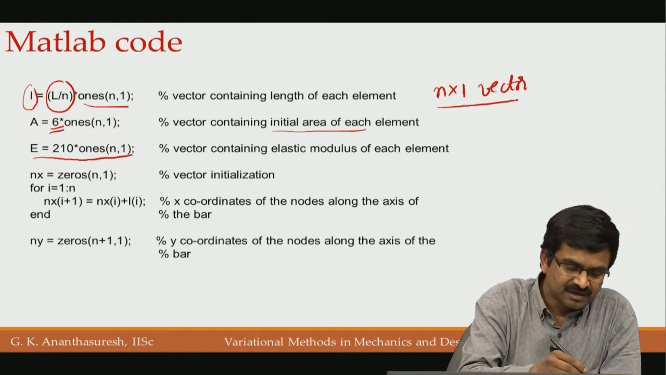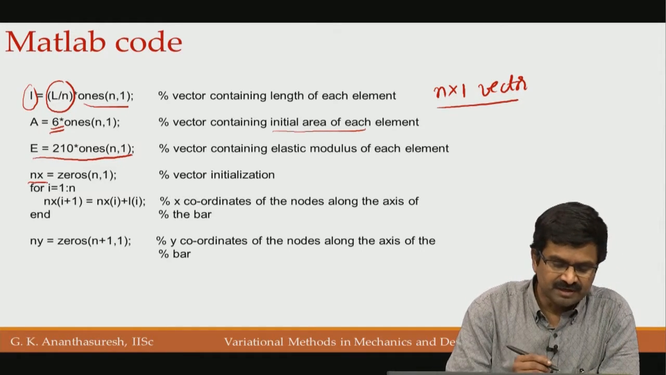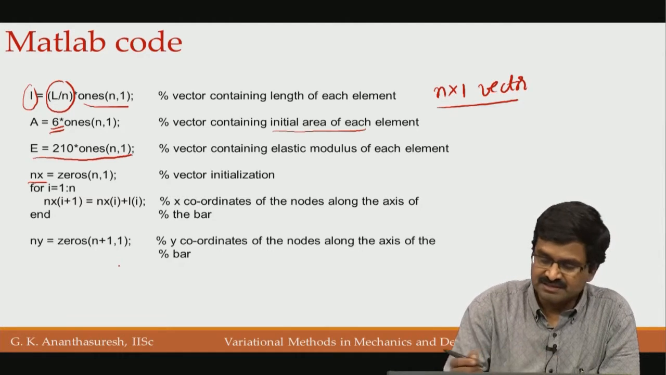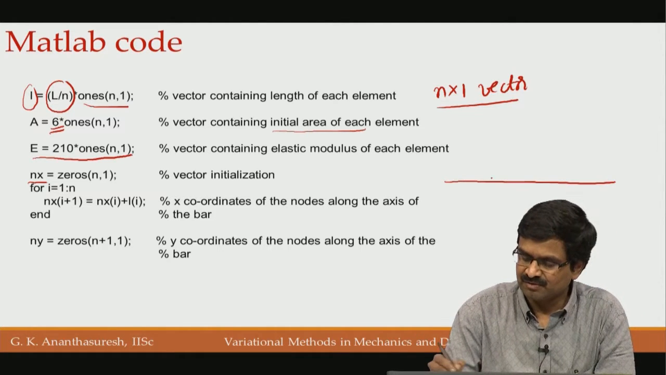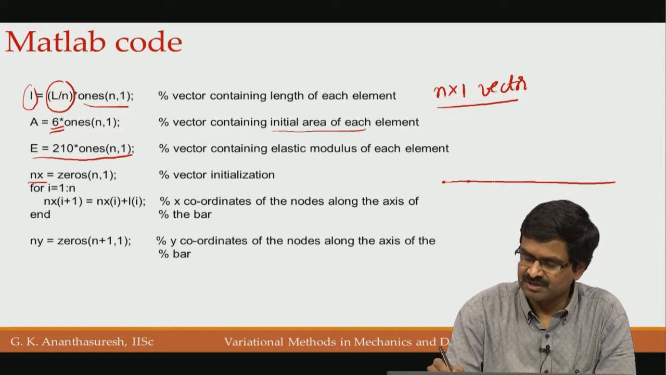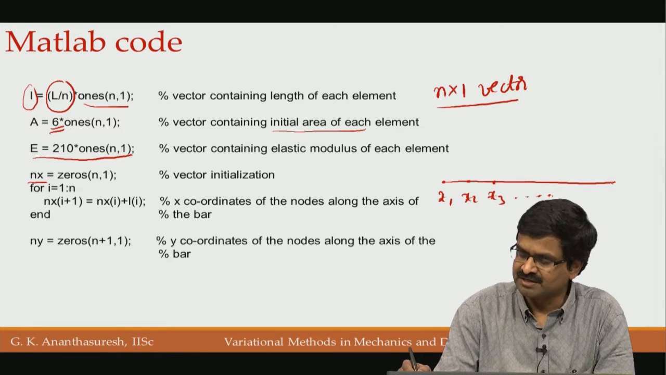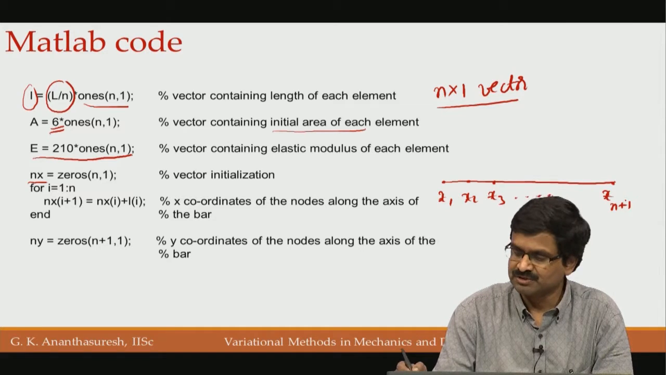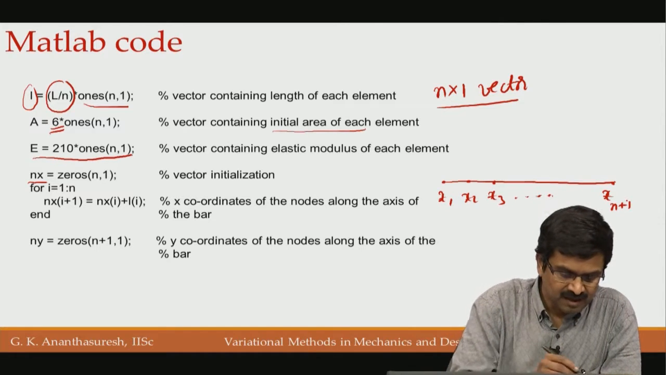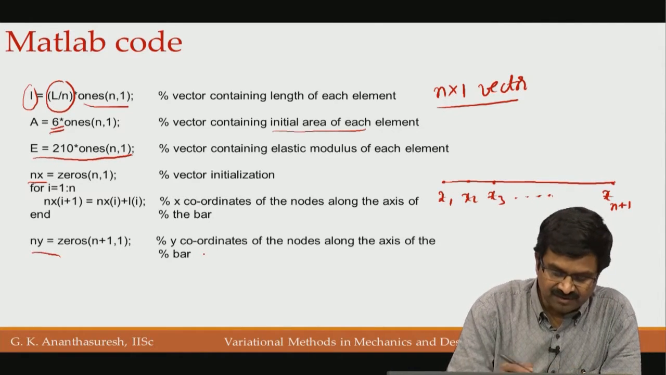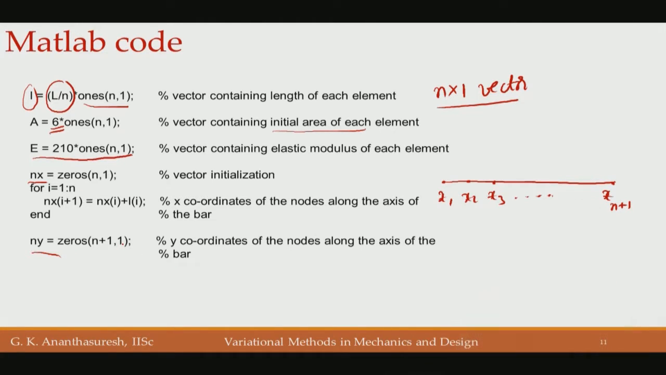And then we have the x coordinates. For this it is a one dimensional problem. So, it is like this, different nodes are there, we have to give the x coordinate x1, x2, x3, of course until we have n plus 1 nodes. So, that is x n plus 1, and then for y we do not have any of them, they are just zeros, it is a one dimensional problem, so it is zeros.